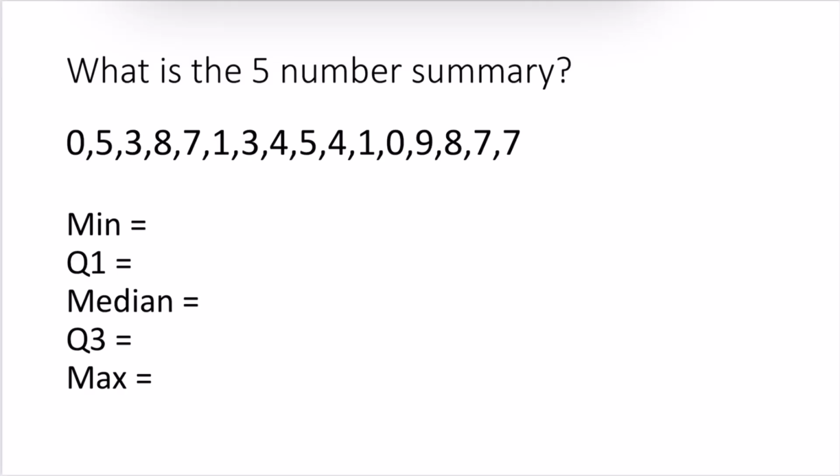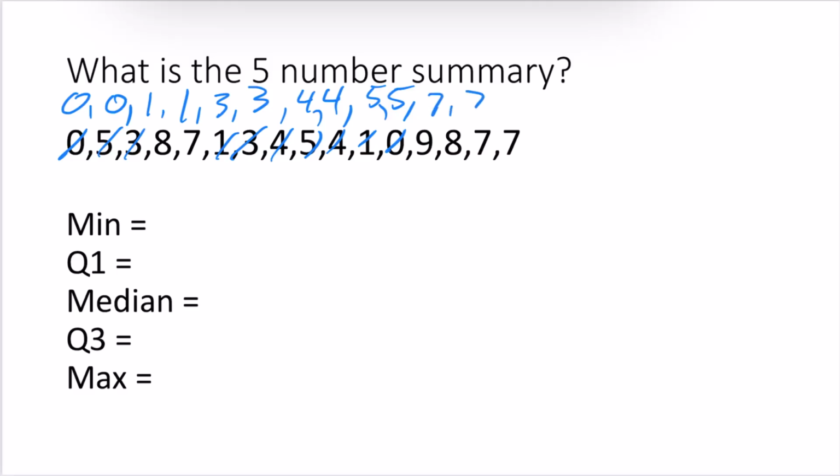Okay, so the first thing I'm going to do is list my data set in order. So I have 2 zeros, and then I have 2 1s, and I don't think I have any 2s, but I have 2 3s and 2 4s and 2 5s as well. And then no 6s, but I have 3 7s and 2 8s and a 9.